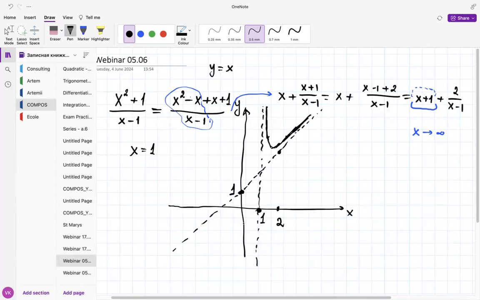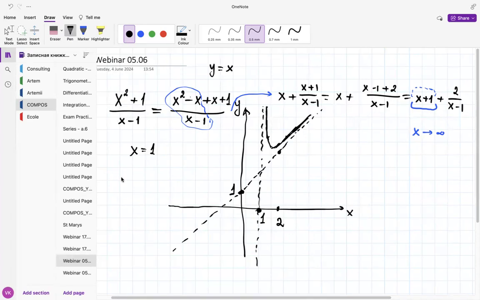Here, how do I know how it behaves here? Well, first of all, let me understand how it intersects anything. We can see that we never get y equal to 0 as our numerator is always a positive number and the denominator, well, it's a denominator. So the only intercept we can get here is the intercept with the y-axis, right?